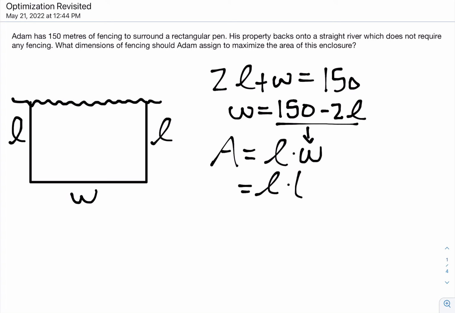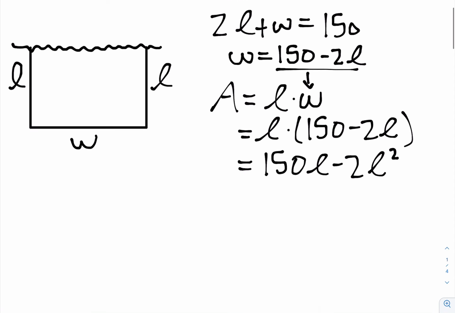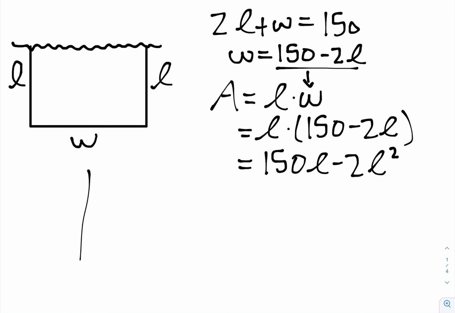So it's going to be length times 150 minus 2L, because that's really what width is. And we're going to get 150L minus 2L squared. You'll notice here, if we were to graph this, we could complete the square and find the vertex of this thing. We could find the vertex two ways.